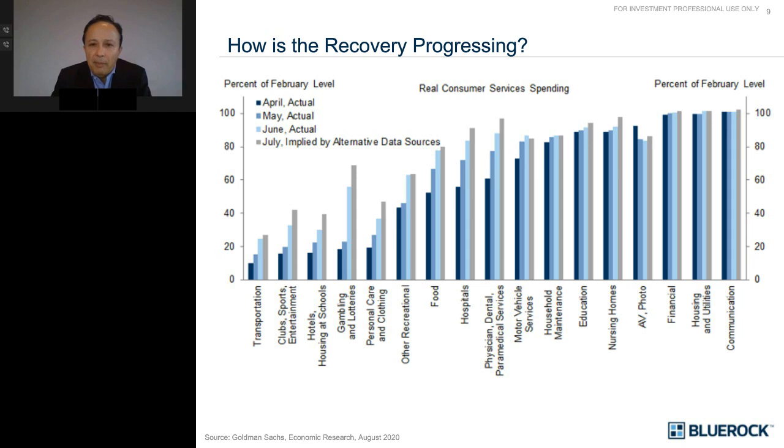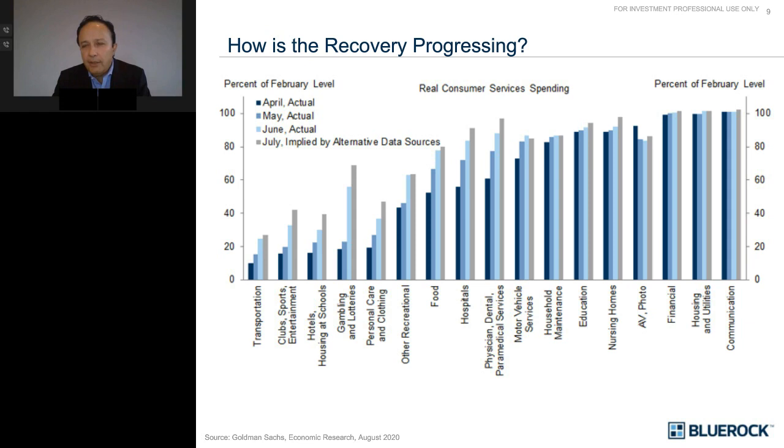It really, and by that I mean it's variable. It depends on what part of the economy you are in. These are recovery high frequency indicators. The bars that you see are April, May, June, and July, dark blue, medium blue, light blue, and gray, sorted by industries.